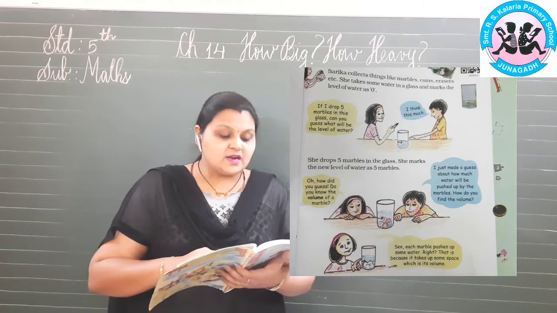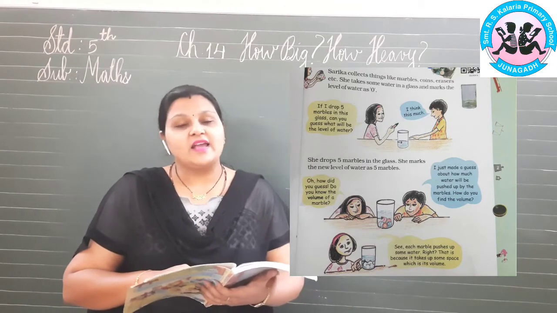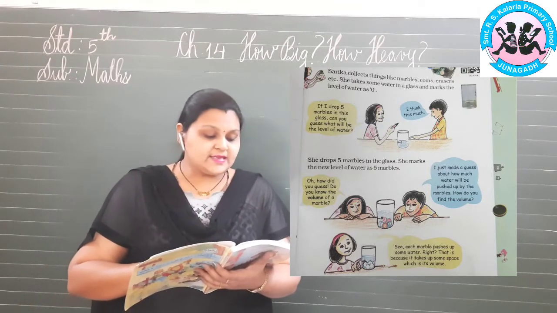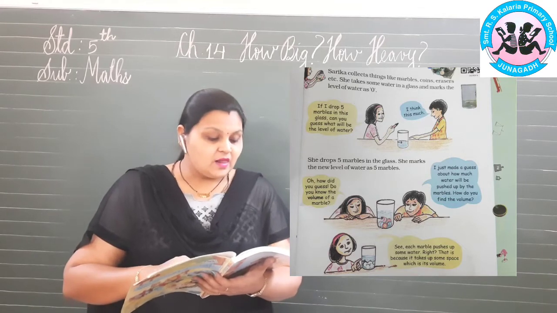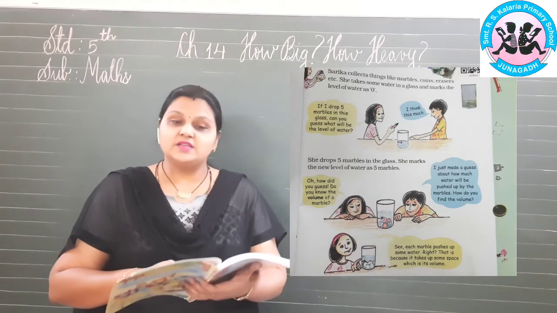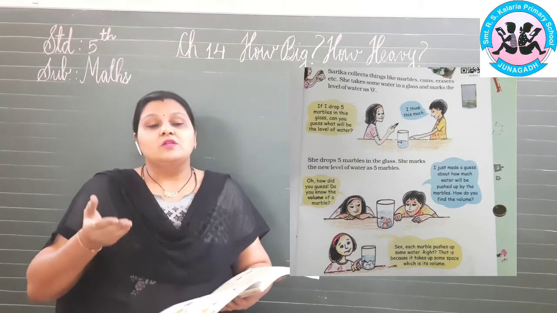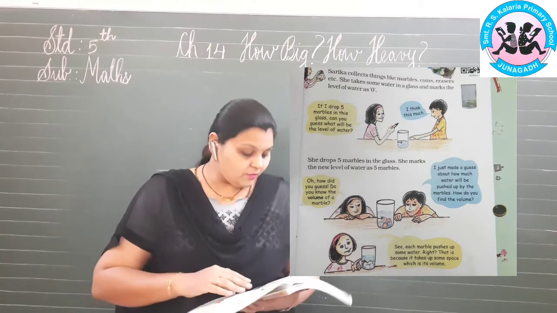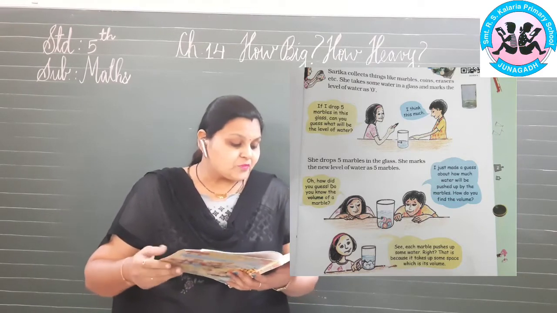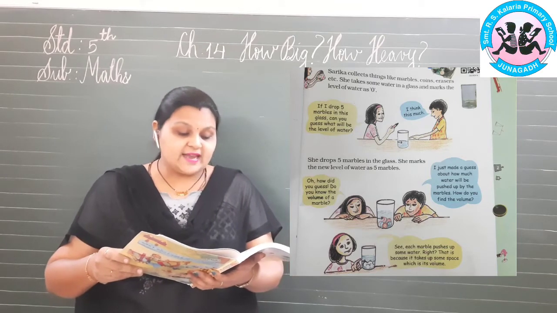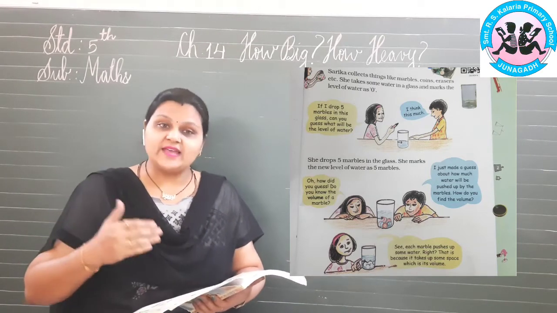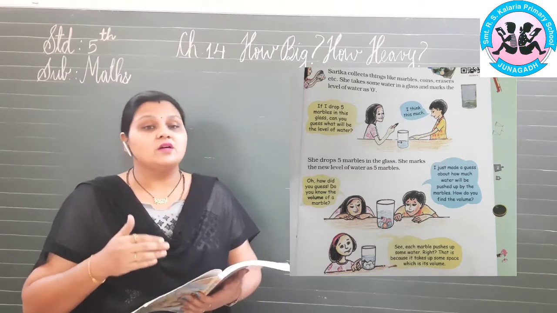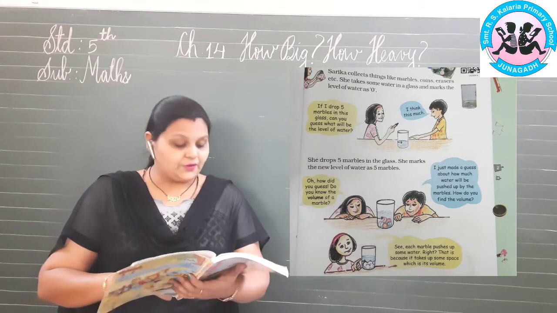A lemon is nearly 3 marbles. Here we are guessing. It can be more or less also. A pencil is nearly 2 marbles. A potato is nearly 10 marbles. Why? Because the weight of the potato is more, so the number of marbles we will require is more. Now, in the same way, put each thing in the measuring glass and check your guess. First we have to guess, then we have to put these things in the glass and check whether our guess is correct or not.